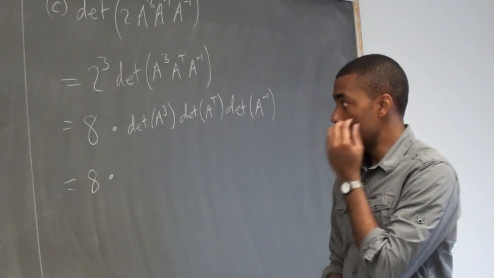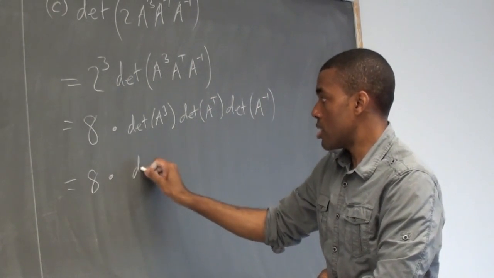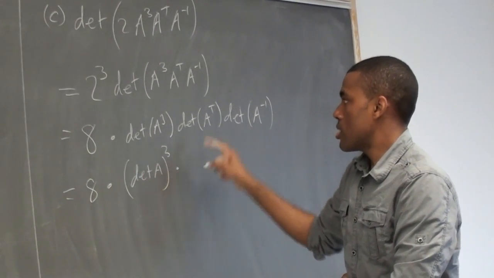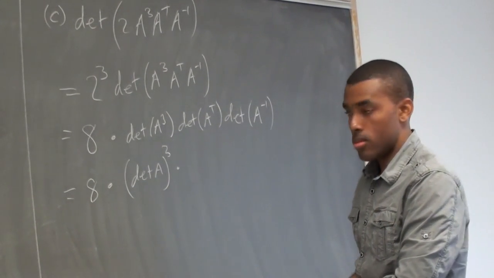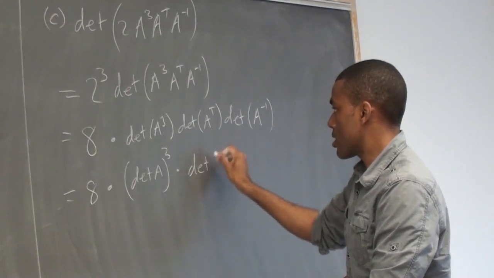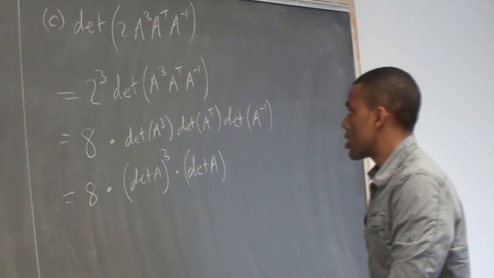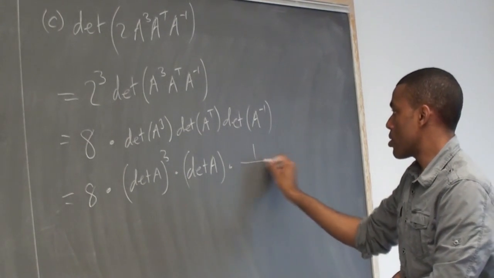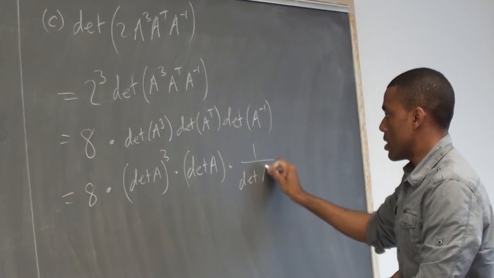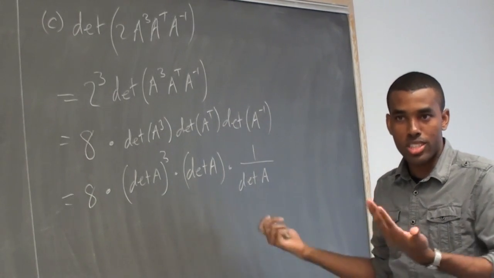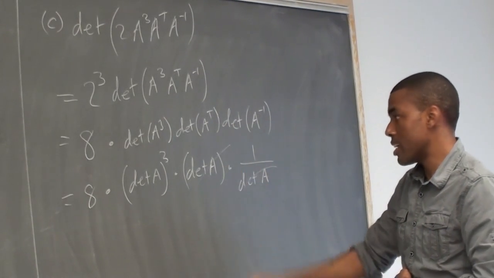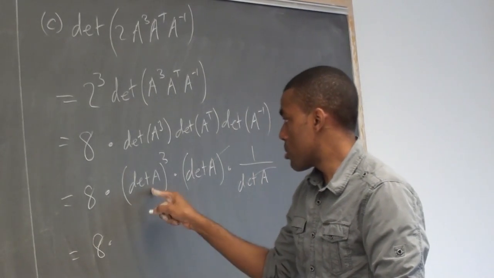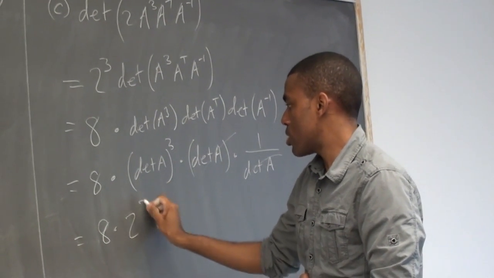Now this determinant of a cubed, I know is the determinant of a all cubed. The determinant of a transpose is just the determinant of a. And the determinant of a inverse is 1 over the determinant of a. Now remember, determinants are just real numbers, so these are just numbers. I can do arithmetic, I can cancel this out. So this is just 8 times the determinant of a cubed, which is just 2 cubed.